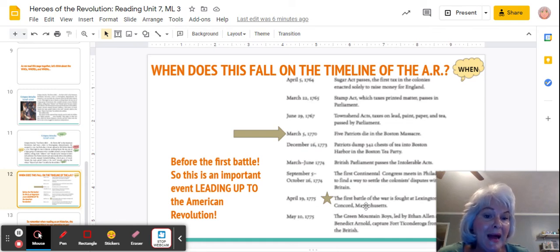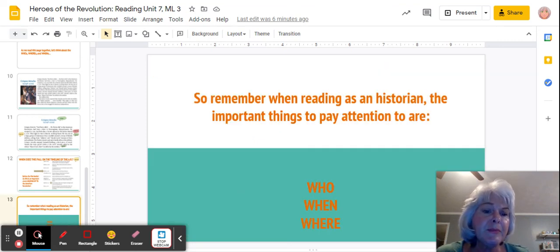So you know that the first battle of the war was fought in Lexington and Concord, Massachusetts. That was in April 1775. But five years before, we had the Boston Massacre in 1770. So remember, when reading as a historian, the important things to pay attention to are the who, the when, and the where. When you create your research paper, you're going to do an introduction paragraph. You're going to do a body that has three of the heroes that you're going to pick, and then you're going to do a concluding paragraph.